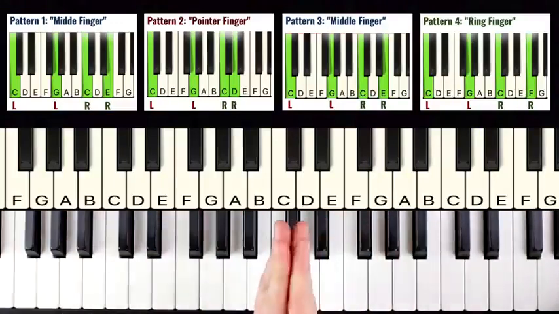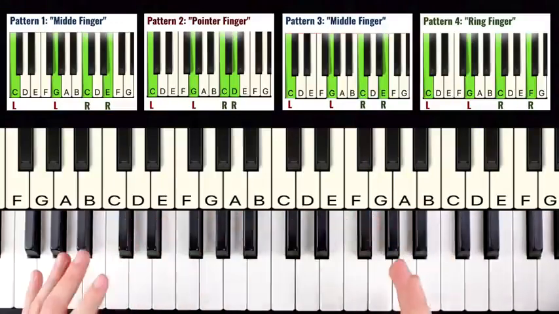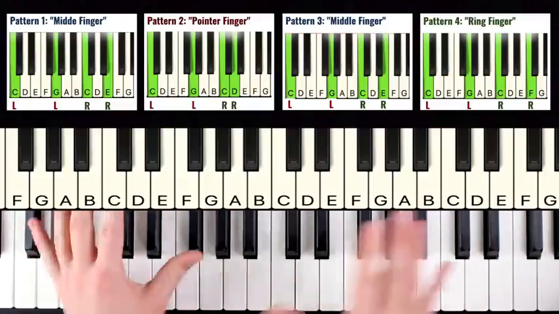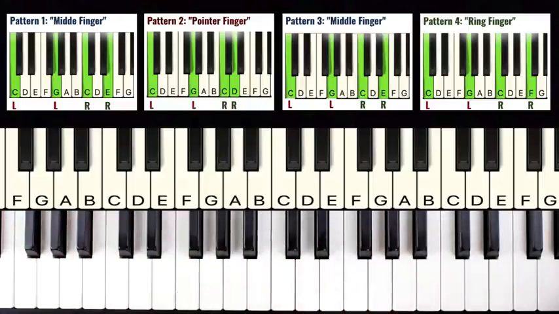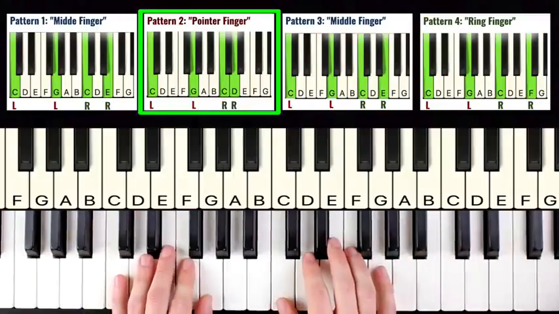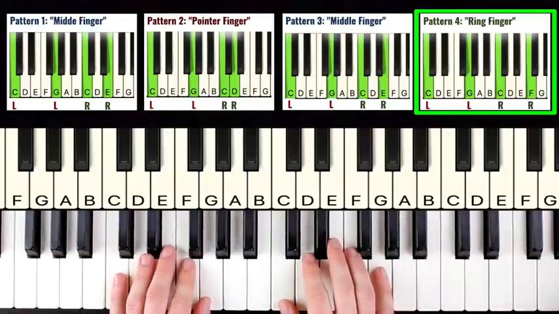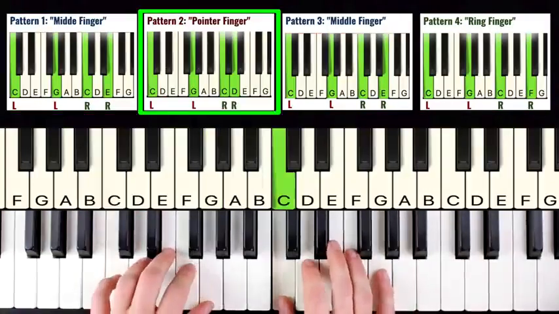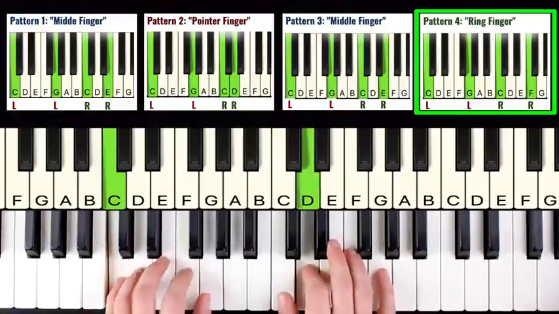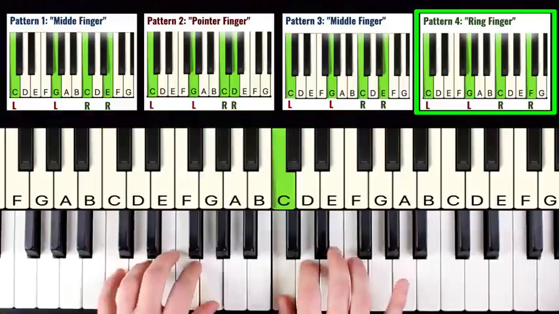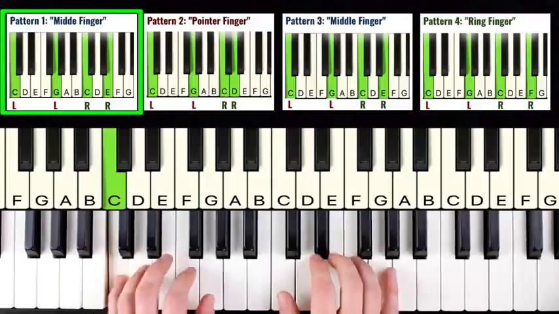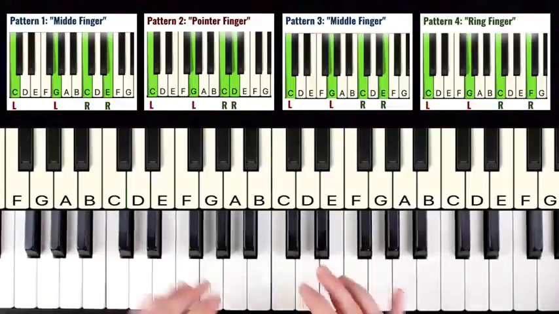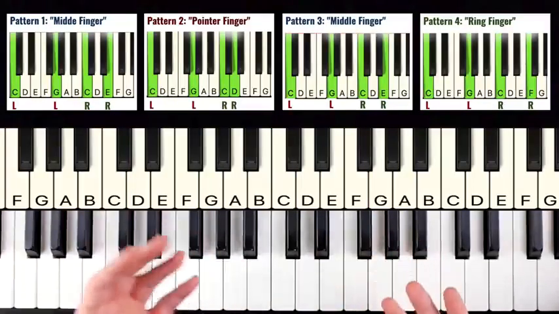But check this out. You can also change it up by playing any of these 4 patterns, repeated any number of times in any order, and it's always going to sound cool. So for example, you could start with pattern number 2, and then go to pattern number 4, and then go to pattern number 1. Sounds like this. Pattern 2, 4, 1. Maybe you go back to 4. And you can do anything you want and really be creative and mix it up.